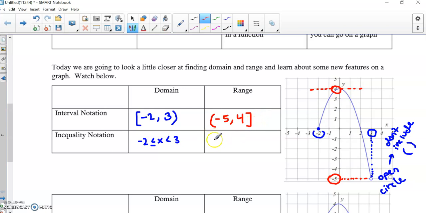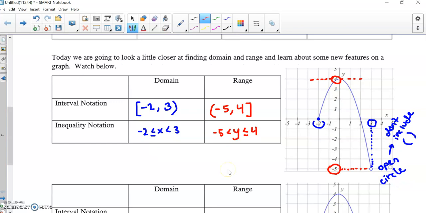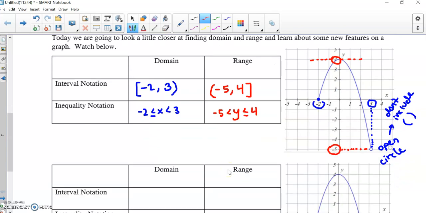Okay, and then for the inequality, again, use the same numbers from your interval notation. But remember, no equal to bar because I'm using a parenthesis. Because we're talking about range, we're going to use a y. And this time, because there's a bracket by the 4, we need the equal to bar. All right. So that's all for that graph.